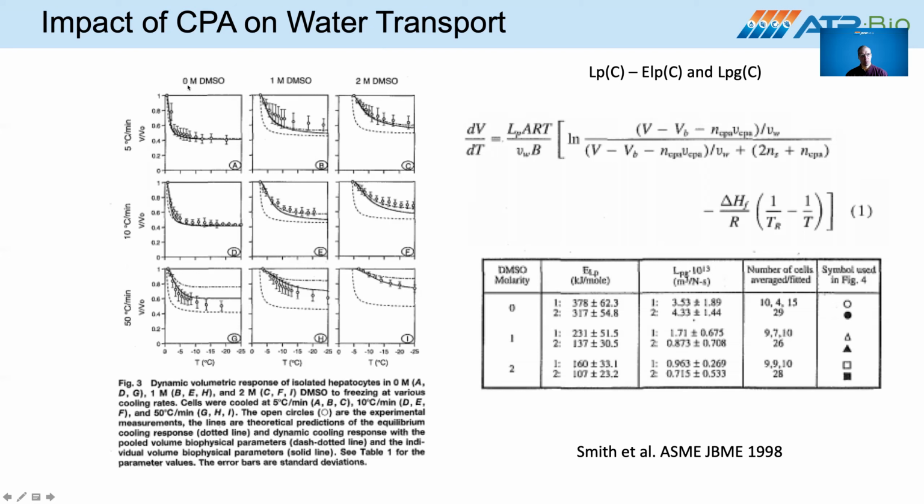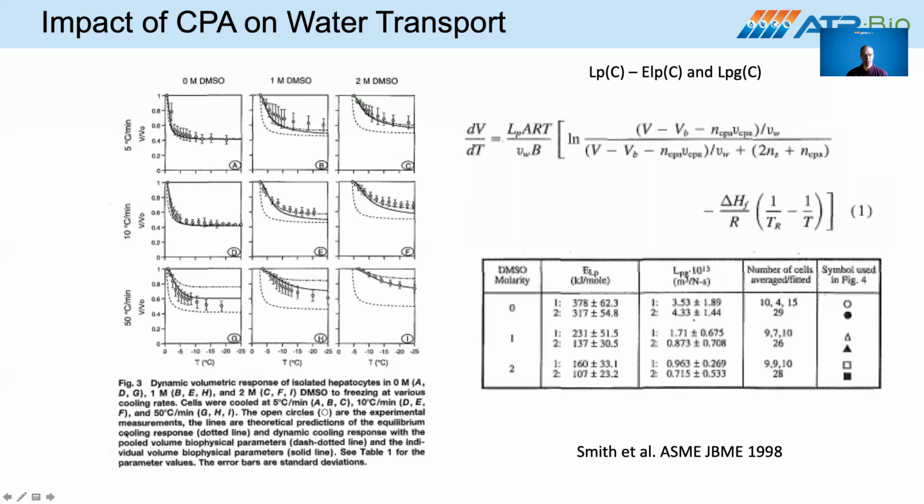And as you go up from 0 to 1 to 2 molar, you can see more and more water is being trapped as you go to lower temperatures at the same rate. And as you go up in rate, as I already showed you with John McGrath's work, you're trapping more water as well. So you're basically out-competing. That's because of this B in the denominator here. As this B goes up, there's less time for this volume to change.